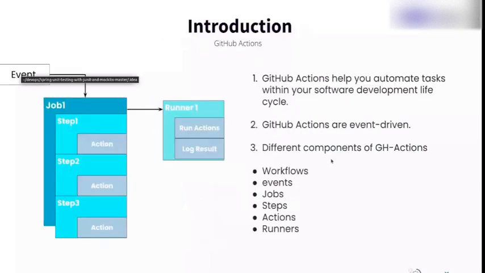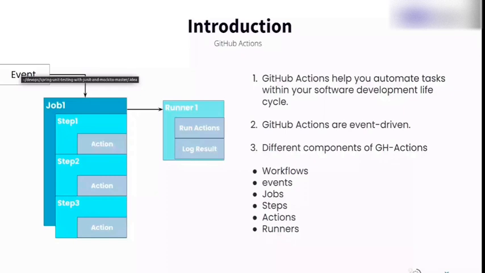So just like the other CI/CD tools, as we know the different types of tools that we use for CI/CD, like Jenkins, CircleCI, and there are many more, GitHub Actions is the same. We use GitHub Actions for CI/CD purposes. With the help of GitHub Actions, we can automate our tasks within the software development lifecycle. It means that the whole workflow you can automate with the help of GitHub Actions.